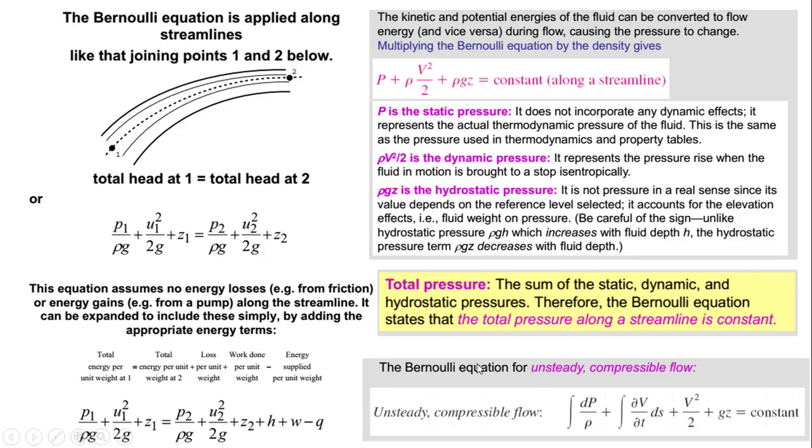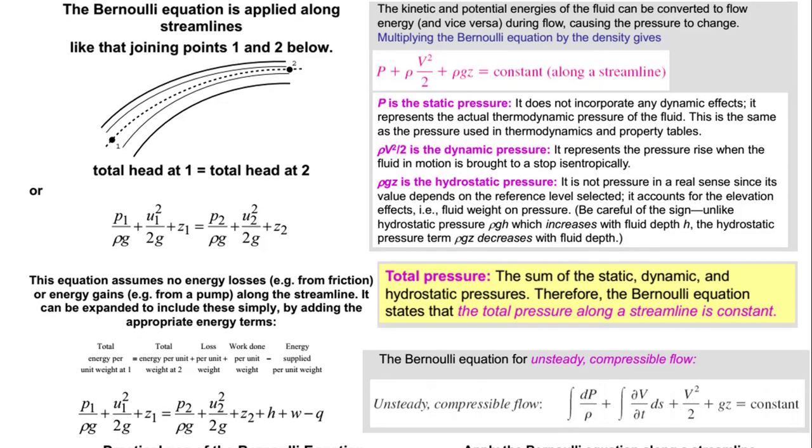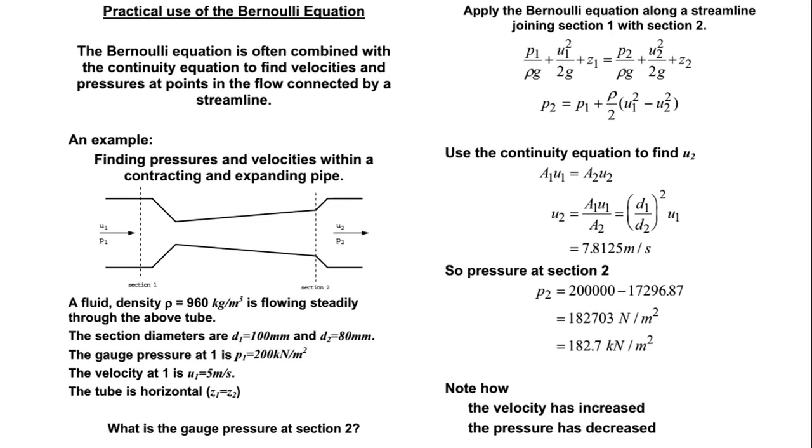Which means that if you don't include the assumption that the flow is steady and the flow is incompressible, the equation that you are supposed to write is this one, which is the integration of dp over rho plus the integration of dv over dt ds plus v squared over 2 plus gz is equal to constant. So it's very important that when you are answering the question, always include the assumptions. Without assumptions, your answer can be marked wrong.